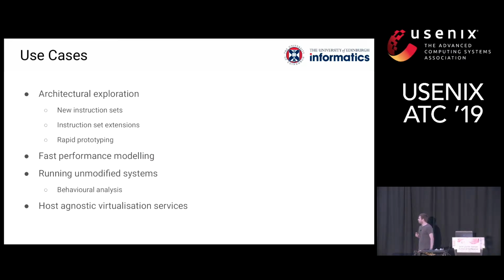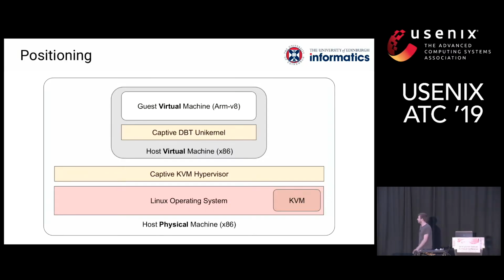And host agnostic virtualization services. You want a virtual machine of a particular architecture, and you don't care what the host architecture is. You can just run it on an ARM server, run it on an x86 server, run it on some architecture you've never even heard of, and you get the virtual machine implementing that architecture.